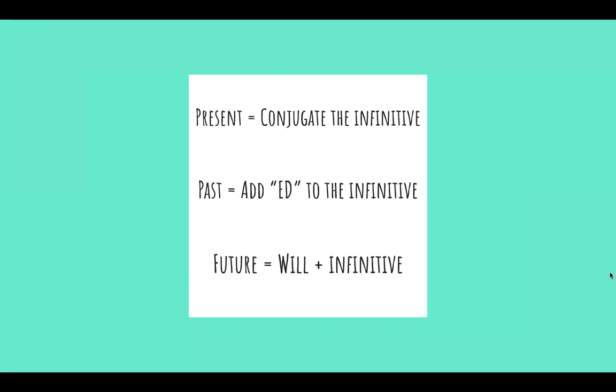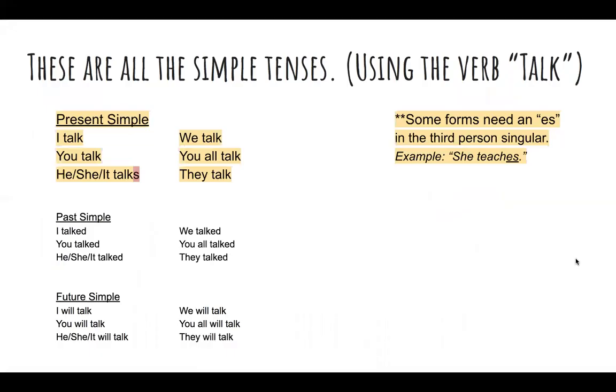Okay, let's look at this again. In the present, you conjugate the infinitive. Okay, see now. For the present simple, when you are conjugating, it is only the third person singular that you must change. Okay, so first person singular, I talk. Second person singular, you talk. Third person singular, he talks, she talks, it talks. You have to add that S on the end, talks.